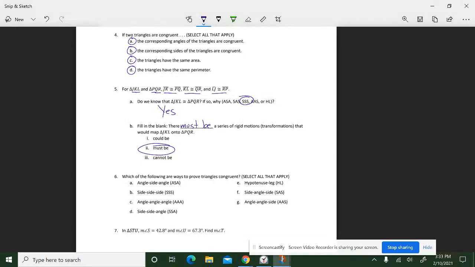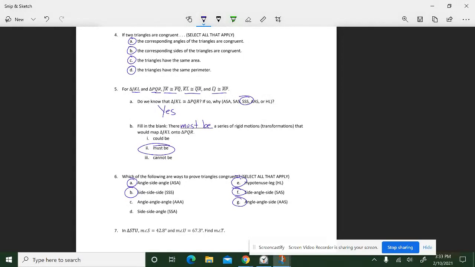Number 6, all the ways we can find triangles congruent. Angle, side, angle would work. Side, side, side works. Angle, angle, side. Whenever you have 2 angles and a pair of sides, as long as they're in the right spots and they're matching up, they work. Side, angle, side. 2 sides with an angle in the middle. That always works. Hypotenuse, leg. That only works for right triangles, but if you've got a right triangle, it works.